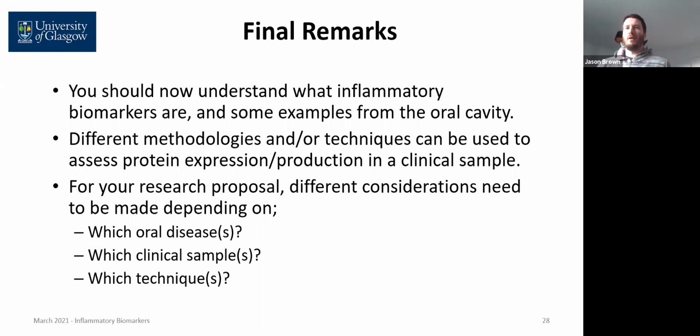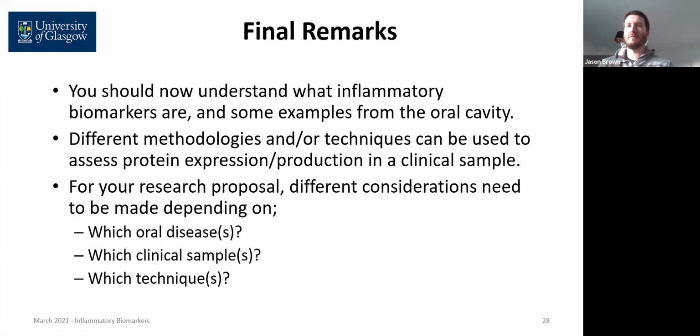We've discussed some in a bit of detail, and obviously we've discussed the ELISA protocols in a lot more detail. Different methodologies and techniques can be used to assess protein expression and production within a clinical sample. And as I've said, it very much depends on your research proposal. So you need to consider what oral disease you are interested in, what clinical sample you would take to assess the inflammatory response within that oral disease, and then which technique or techniques you would use.